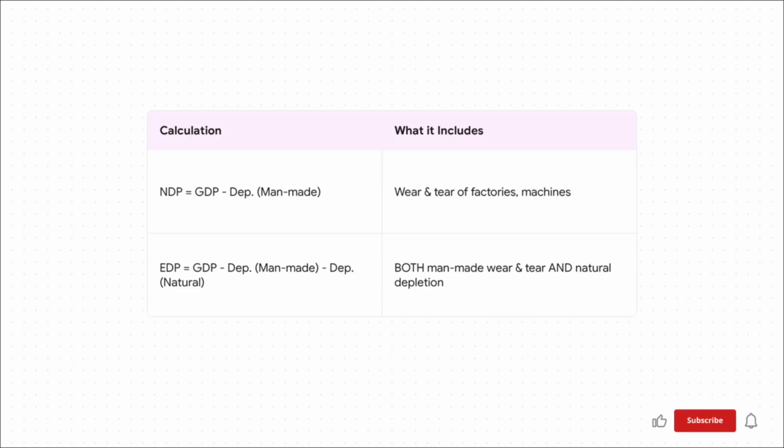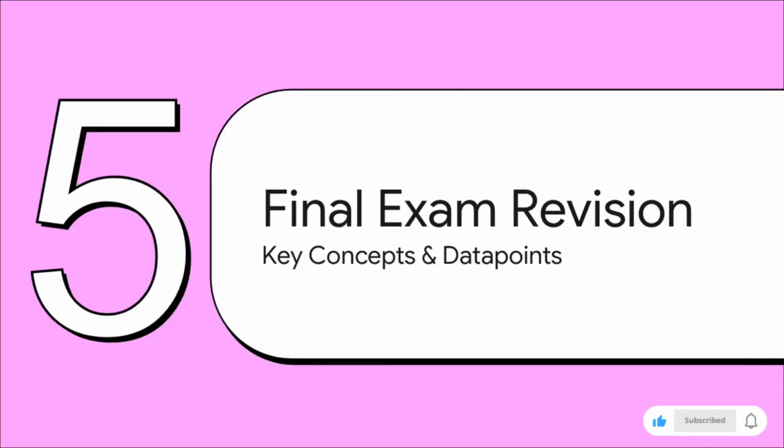The normal NDP only subtracts the wear and tear on man-made stuff. But the EDP is way more accurate because it subtracts the cost of both man-made capital and our precious natural capital. Okay, we're in the home stretch now. Let's pull everything together onto one single slide. Think of this as your final cheat sheet to memorize before you walk into that exam hall.